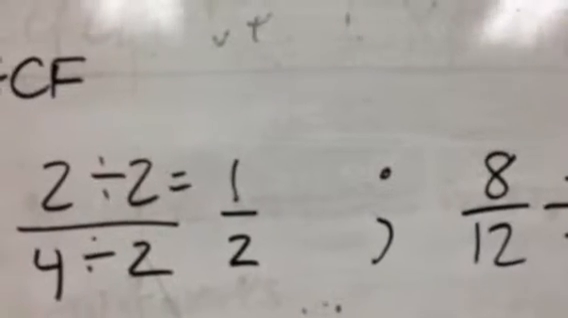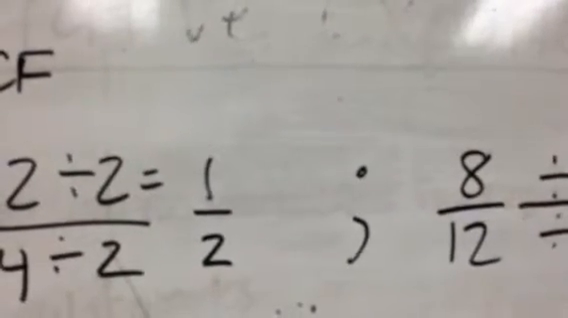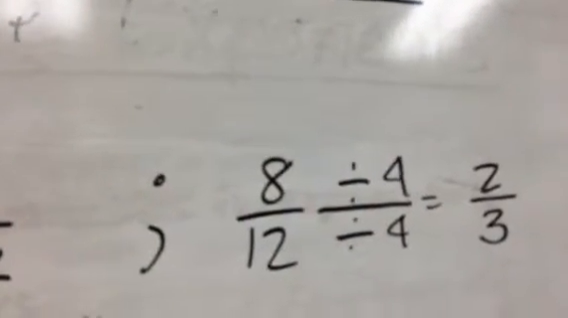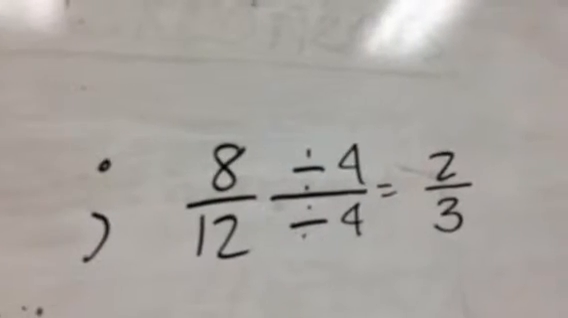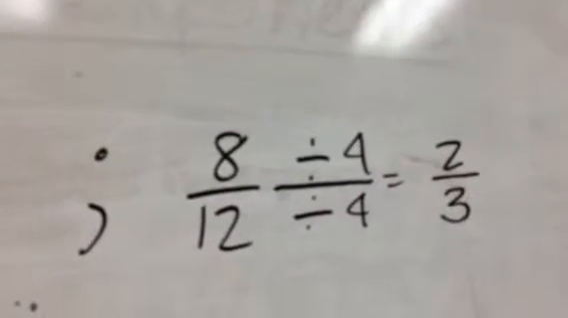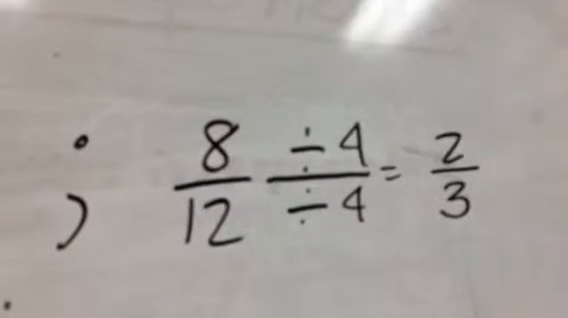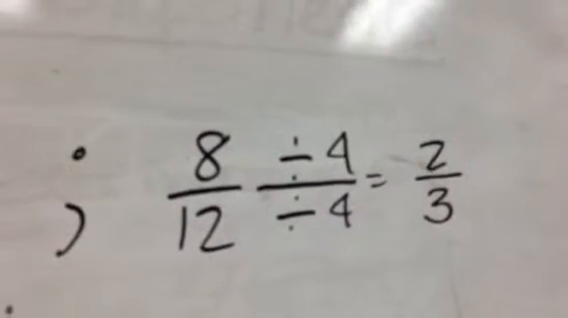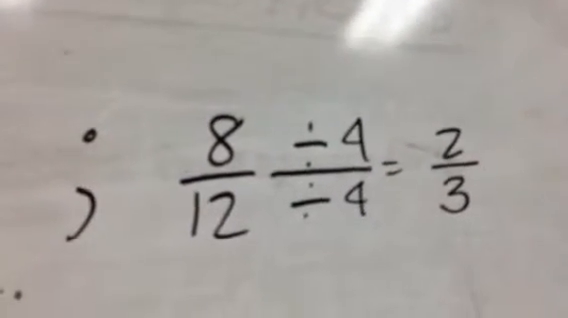How about 8 over 12? What's the GCF for 8 over 12? Hopefully you said 4. Divide both by 4 and you get 2/3. If you reduce a fraction and you don't find the GCF, you're going to have to reduce it again. So just make sure you try to use the GCF.